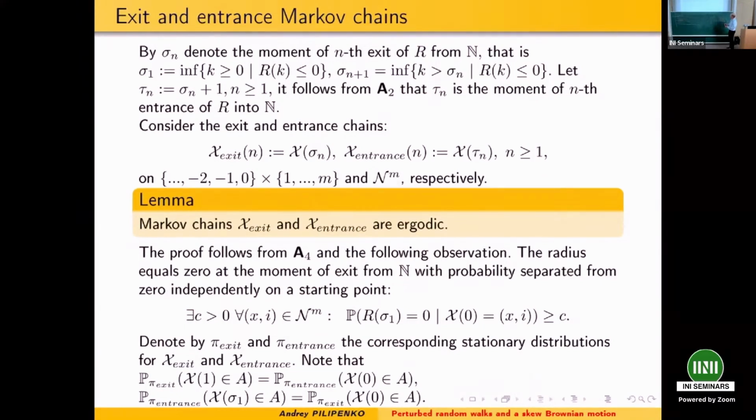And this will be an increasing process that looks like a local time, and to formulate the result and to find those probabilities, I need to introduce some exit and entrance random walks. So I will call these points exits, and these points entrance.